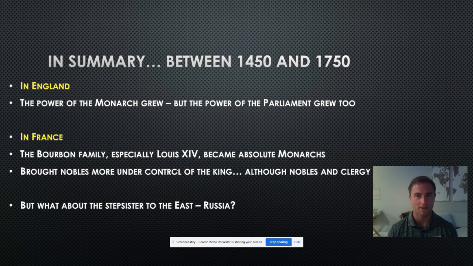And so now we compare England and France between 1450 and 1750. In England, the power of the monarch is growing, but so did the power of the people, the power of Parliament. In France, the Bourbon family, especially Louis XIV, that we just talked about, has become an absolute monarch. They brought the nobles under the control of the king, although nobles and clergy still don't pay taxes. But what about the stepsister to the east, Russia?